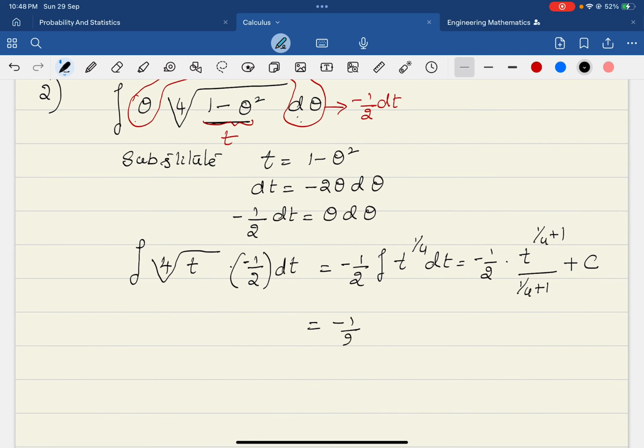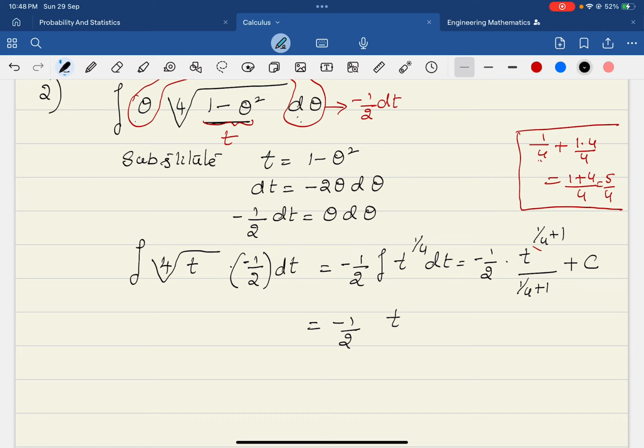Minus 1 by 2 into t to the power of 1 by 4 plus 1. I hope all of you know how to do this LCM. So 1 by 4 plus 1: since the denominator here is 4, multiply and divide by 4. Then what you get? 1 plus 1 into 4 is 4 by 4, which is 5 by 4. I hope all of you know this method of finding the sum of two fractions.